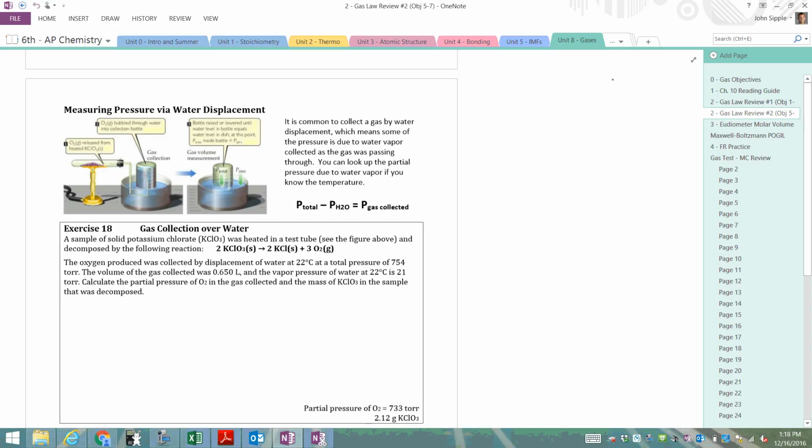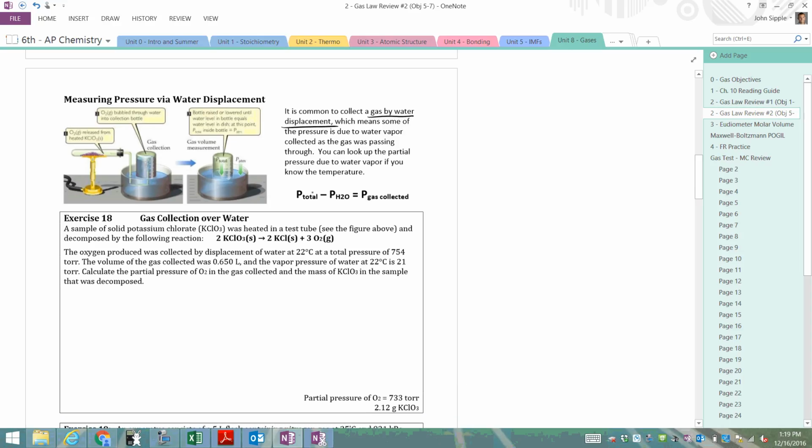Now, the one thing that we have to consider is when we use water to do that, water evaporates, right? So some of the water actually goes from the liquid phase to the gas phase, and depending on the temperature, there's more moles of water that could potentially be in the gas phase. And remember, with Dalton's law of partial pressures, the total pressure involves the partial pressure of each individual gas in the container. So in that case, we would have the gas that we collected, but also the water vapor and its pressure that it contributes. So very common to collect gas by water displacement.